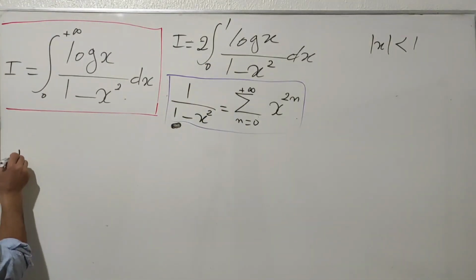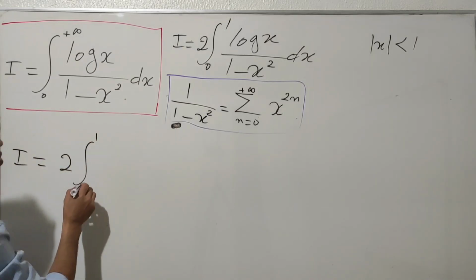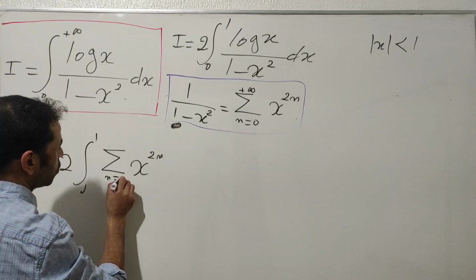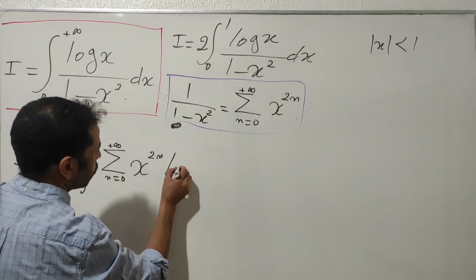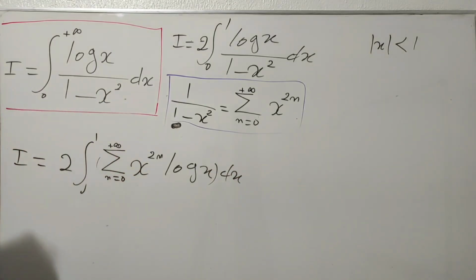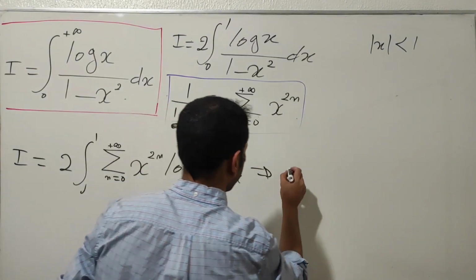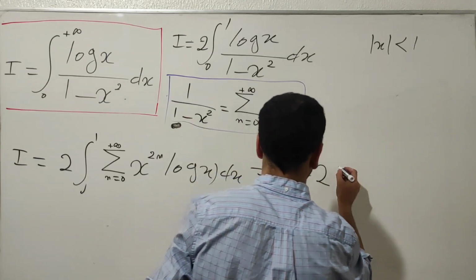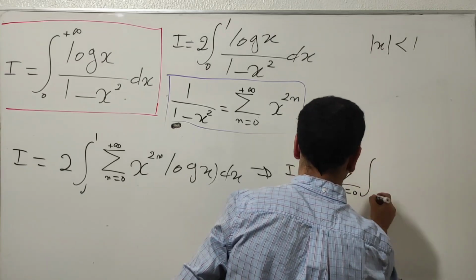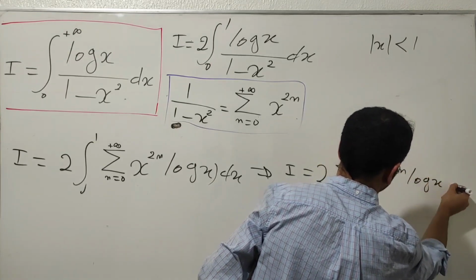I'm simply going to insert the value of 1 over 1 minus x squared into this integral. So I will have a new integral, I equals 2 multiplied by the integral from 0 to 1 of the sum of x to the 2n, as n goes from 0 to plus infinity, of logarithm x dx. Since we have a convergent series, I'm allowed to take this sum outside of the integral. So I equals twice the sum as n goes from 0 to plus infinity of the integral from 0 to 1 of x to the 2n log of x dx.